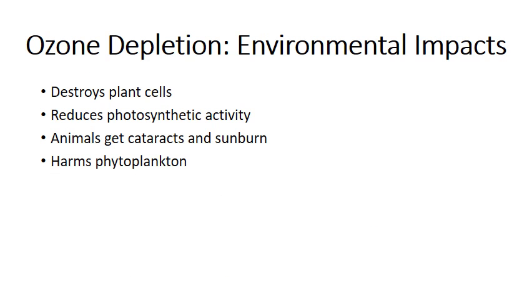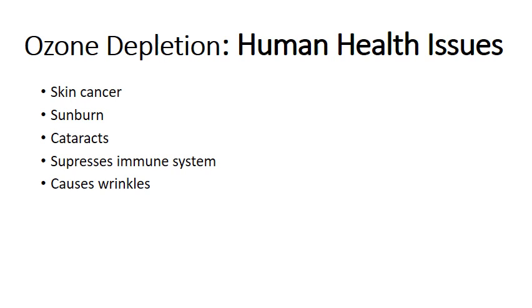So environmental impacts: lack of ozone, rather, destroys plant cells, reduces photosynthetic activity, animals get cataracts and sunburns, and it harms phytoplankton. The big thing is that the ozone layer blocks harmful UV radiation, and without that layer there to block it, the radiation comes down to Earth and harms plants and animals. So here are the human health issues: skin cancer, sunburn, cataracts, it suppresses your immune system, and it causes ungodly wrinkles. Nobody wants those.